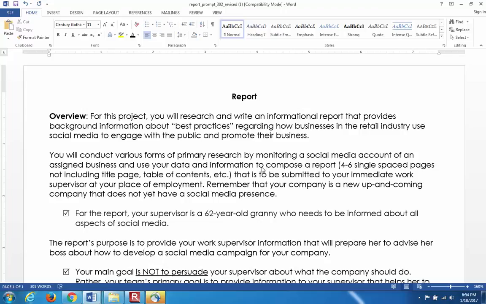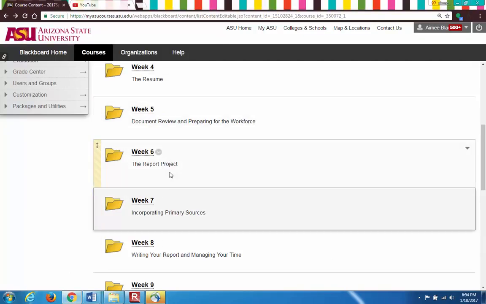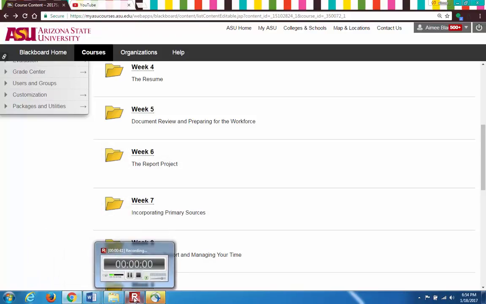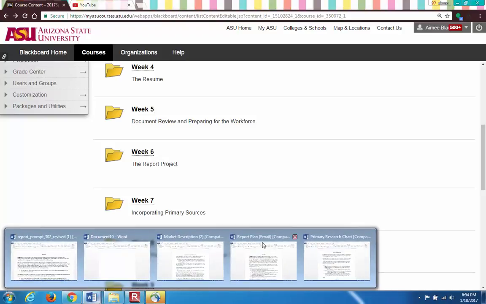need to go back and forth to remind yourself of the prompt, which might be in an earlier week. So you might have to go back and forth between the week folders in Blackboard just to go back and remember what the prompt was and what you're doing. So just keep in mind that you may need to go back and forth between the different week folders in order to remind yourself of what's happening.